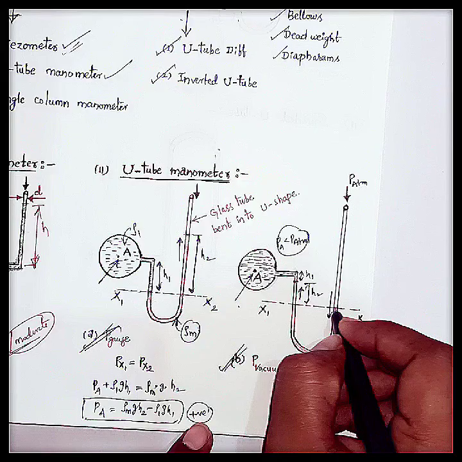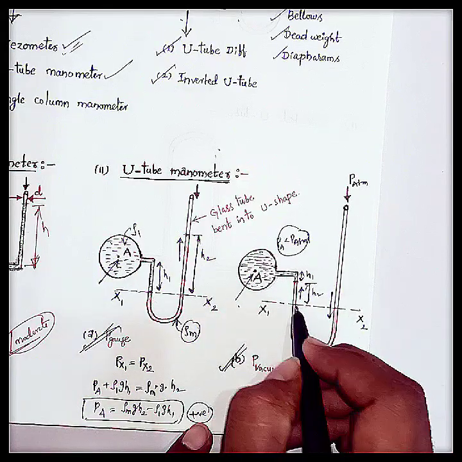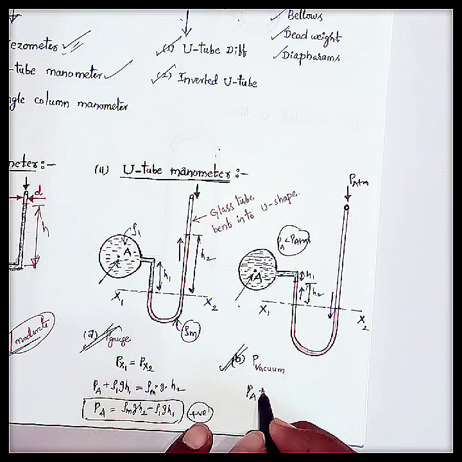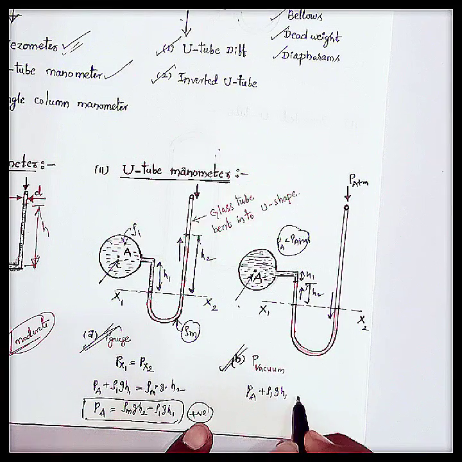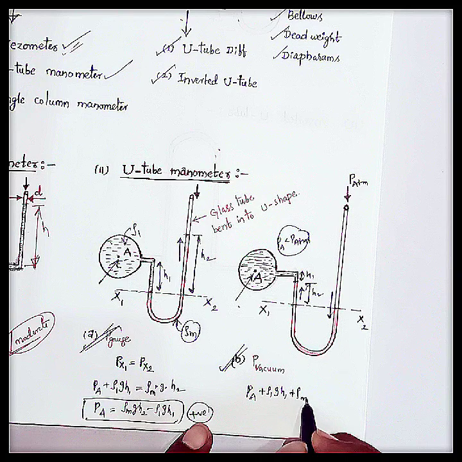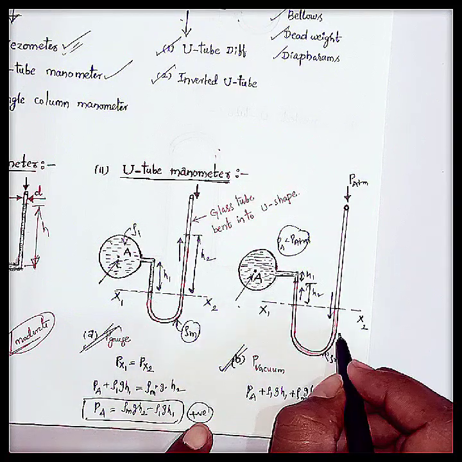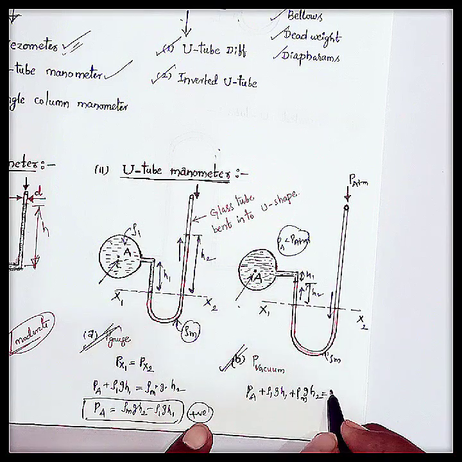Here there is no other height, and if we equate the pressures at this point and this point, here PA plus rho 1 g H1 plus rho m g H2, let us consider this is the height H2, equal to 0.